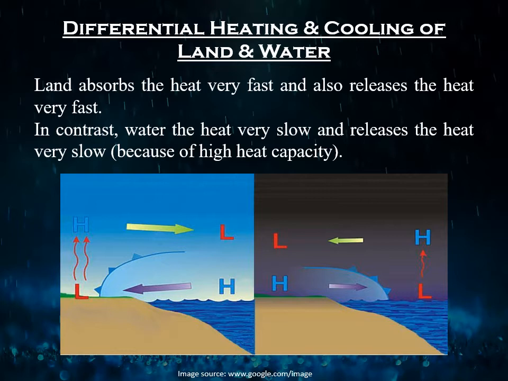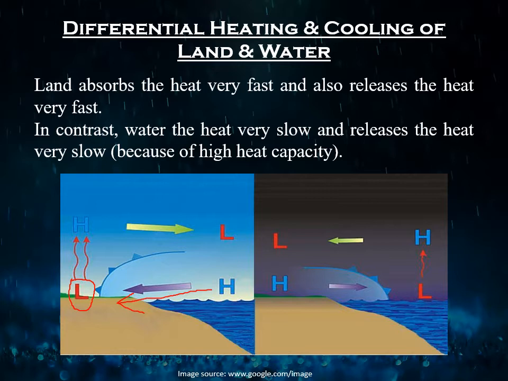Now, what happens in this way? During summer, when the sun's rays fall directly in these areas, then the continental landmass will heat more rapidly compared to the oceanic areas, compared to the aquatic areas. As the land part is heated up more quickly, there forms a low pressure zone, because after getting heat from the continental landmass, the wind becomes light and moves upward. So this vacant place is now filled up by the wind coming from the relatively cold oceanic areas.